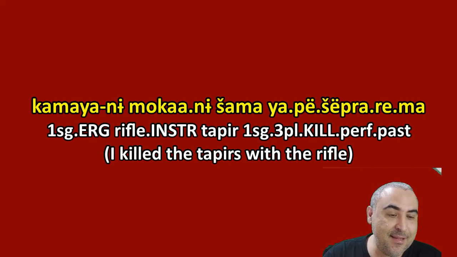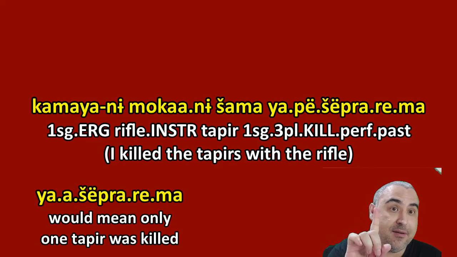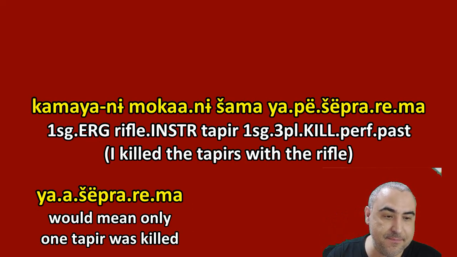Okay? If I had killed only one tapir, how would I say that? Kamayani mokani shama ya a shaprarama. Right? Instead of pa, you put the a.